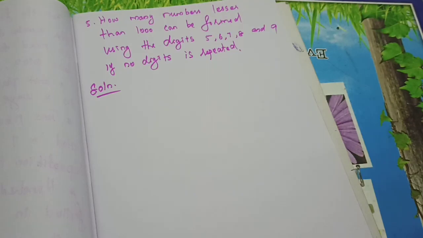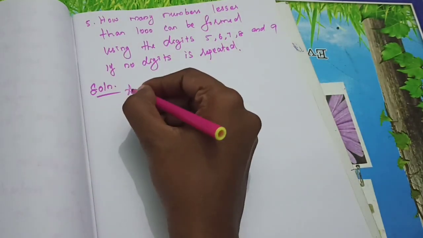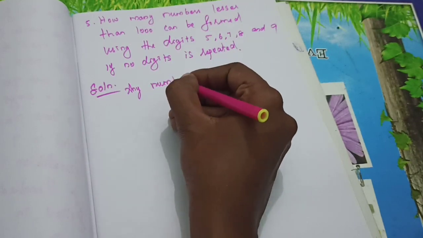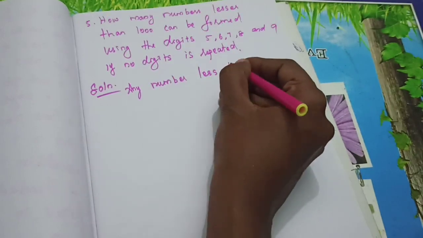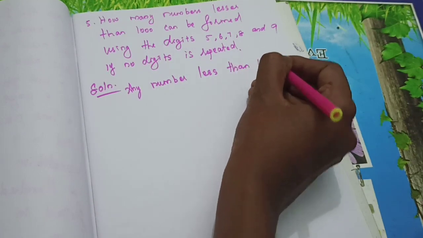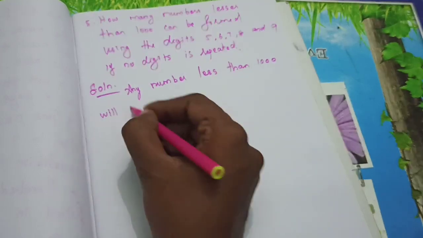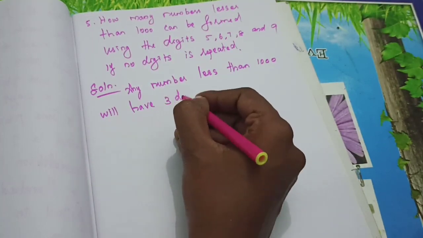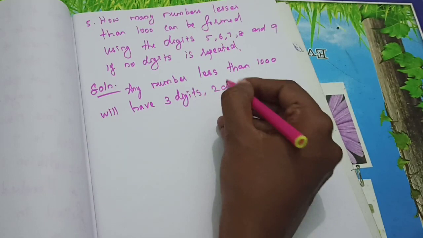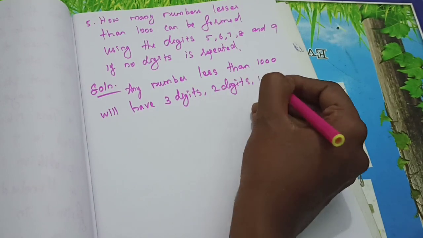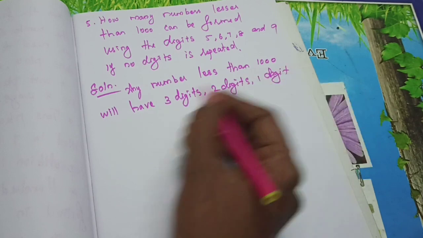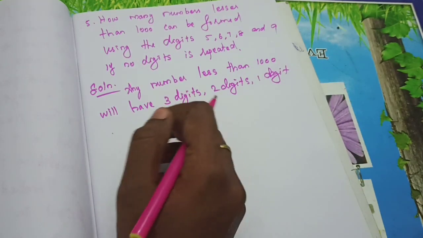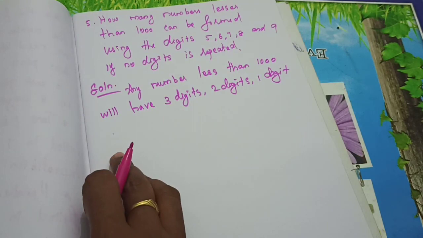So less than 1000 means we need to think 3 digit number is there, 2 digit number is there, 1 digit number is there. So each and everything you need to find. Okay. So first I am writing, any number less than 1000 will have 3 digits, 2 digits or 1 digit. Okay. So 3 digit must be there, 2 digit must be there, or 1 digit.